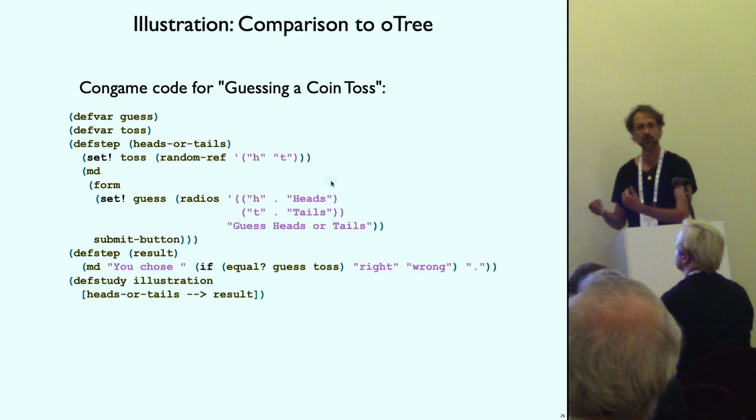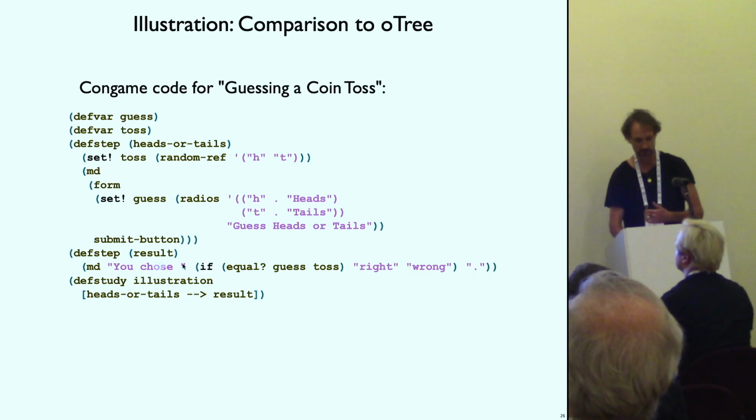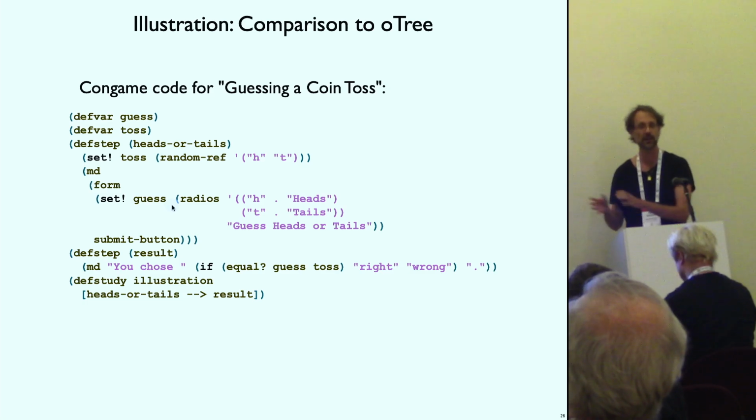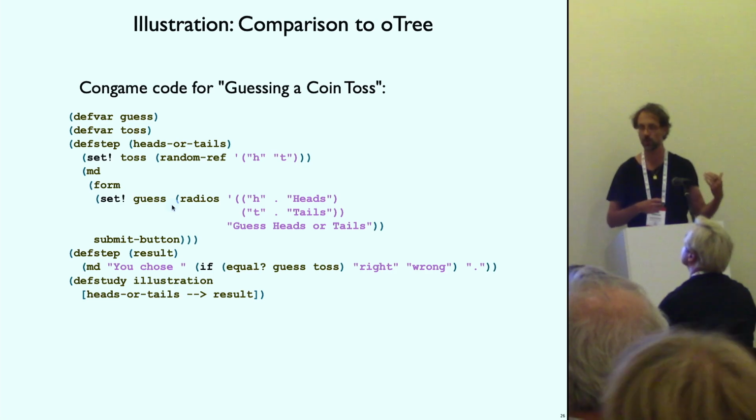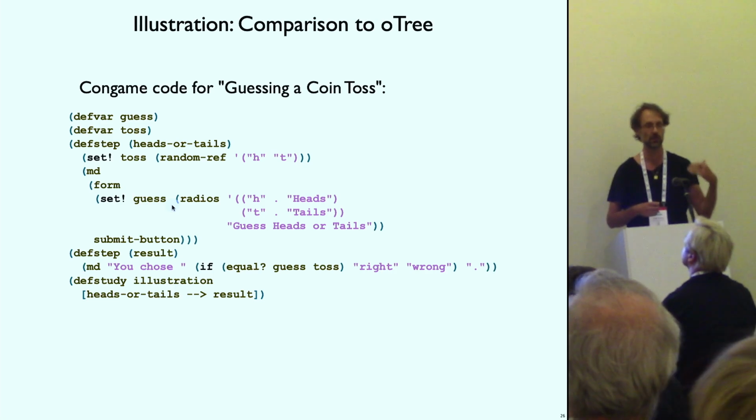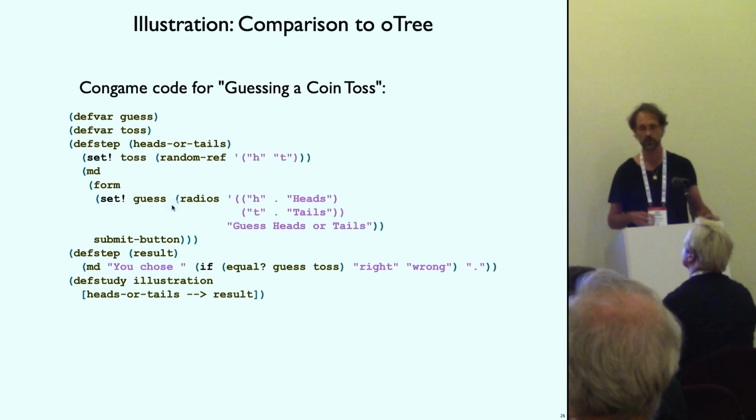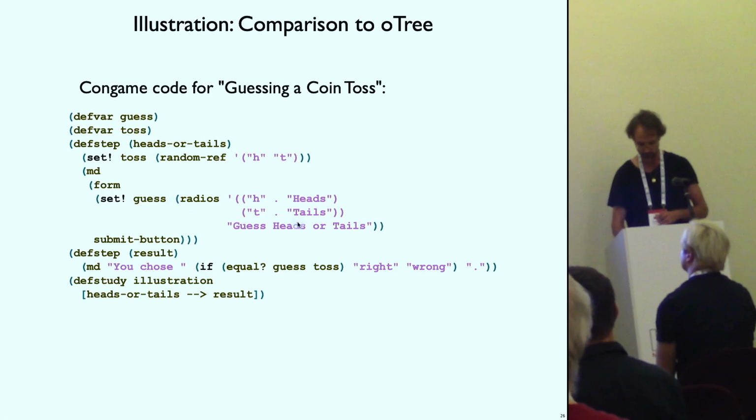So now I don't have to think about the database. I don't have to do a whole lot of things. Moreover, these variables are local to this file. I can export this study in some other file and reuse it without worrying that someone else has called a variable toss or guess. They're not going to interfere with each other.